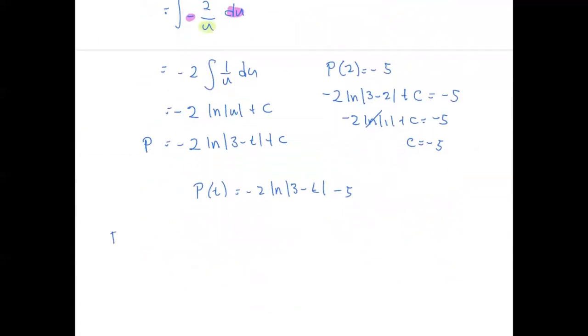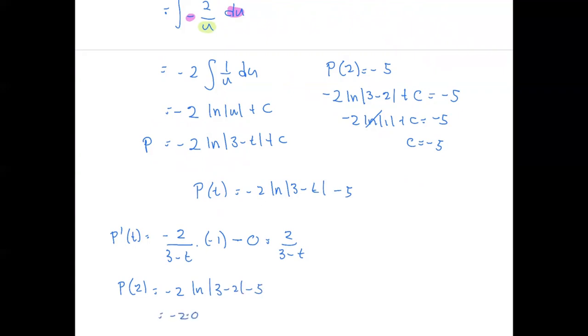Notice that when you take the derivative, you get negative 2 over 3 minus t times negative 1 plus 0, which is just 2 over 3 minus t, which is what we wanted to show. Okay. Oh, and moreover, when you plug in 2, you get negative 2 natural log of 3 minus 2 minus 5. But then here, this is negative 2 times 0 minus 5, or just negative 5.